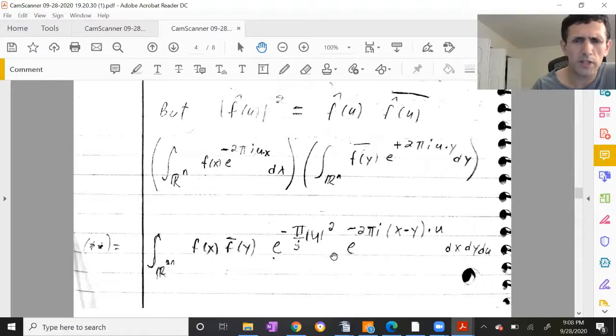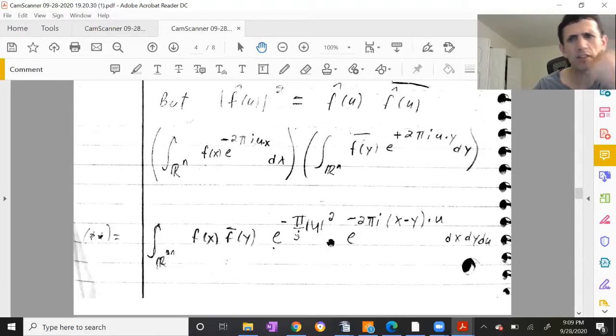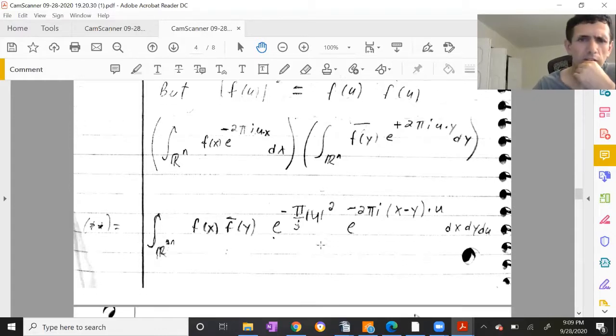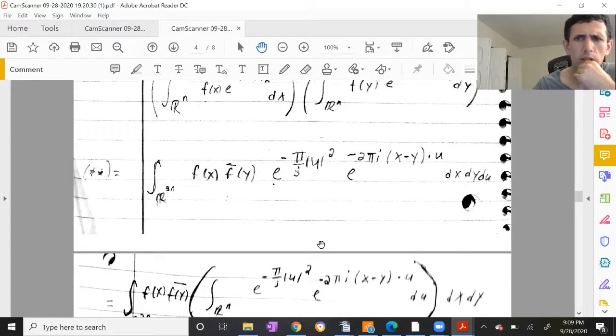This is certainly L1. Everything here is L1 in 3 variables. f of x, f and f are both L1 functions, and you can integrate this here. The modulus just gets rid of this complex exponential here, so everything is fine to use Fubini's theorem. It is obviously integrable in u for fixed j. So let's do the u integration first.